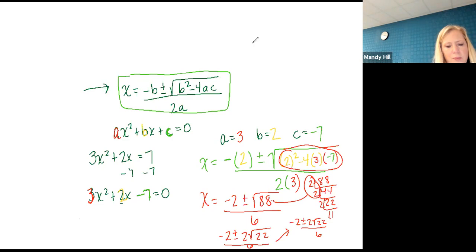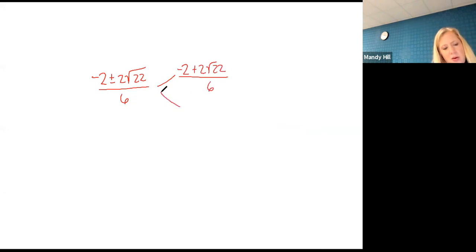So we had negative 2 plus or minus 2 times the square root of 22 over 6. Okay, well, that's actually two answers. One of the answers is negative 2 plus 2 square root of 22 over 6. The other answer is negative 2, because I see plus or minus here, minus 2 square root of 22 over 6. Well, we could even break that up a little bit farther because it's over the same denominator.